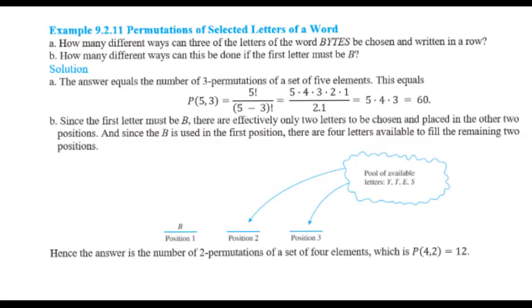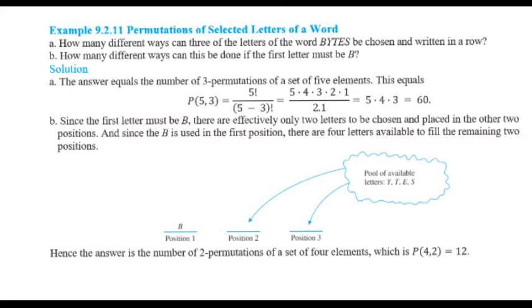Position number 2 can be filled by any of the 4 remaining letters of the word BYTES, because B is already positioned on the first position. So we only have 4 available letters that can occupy the second position.